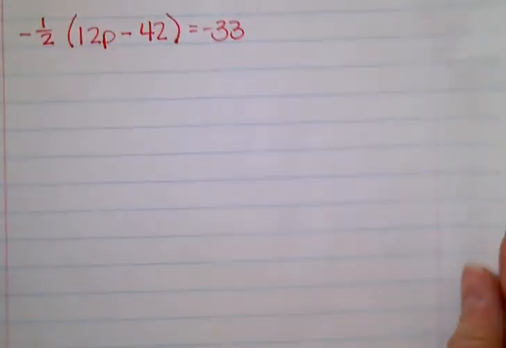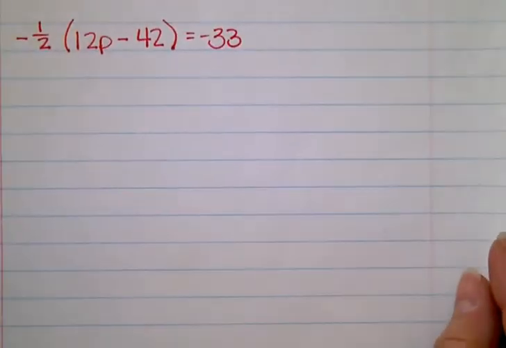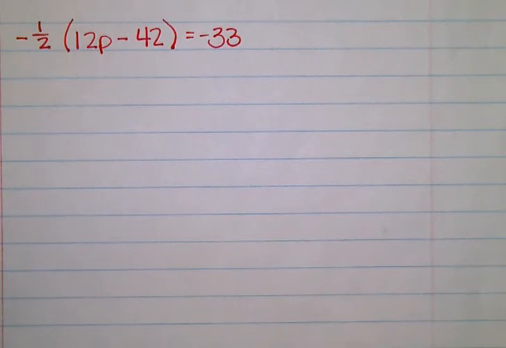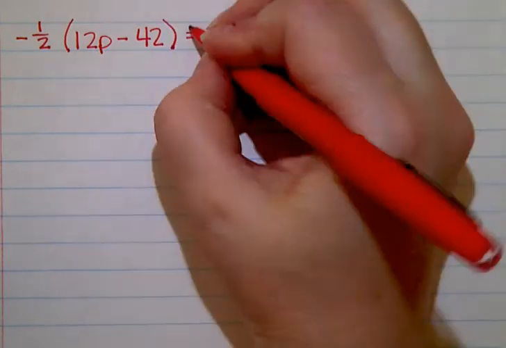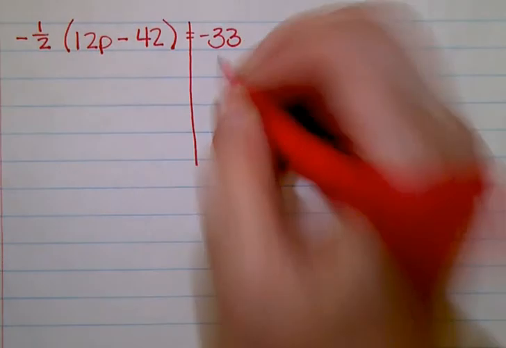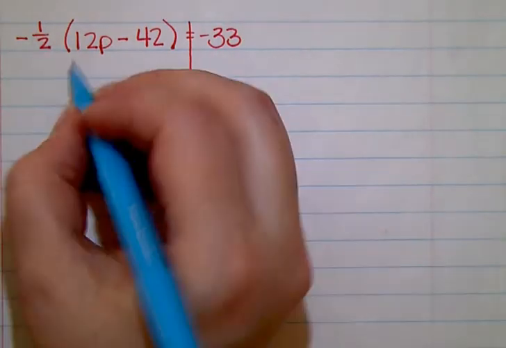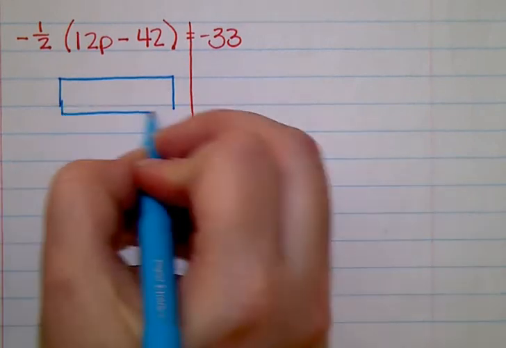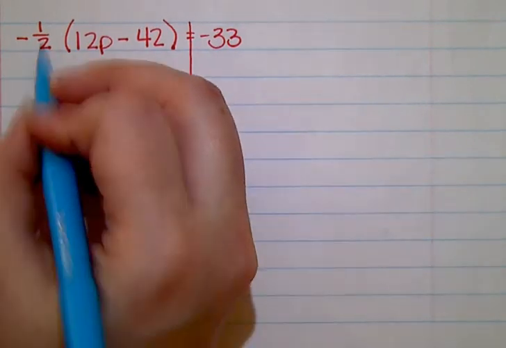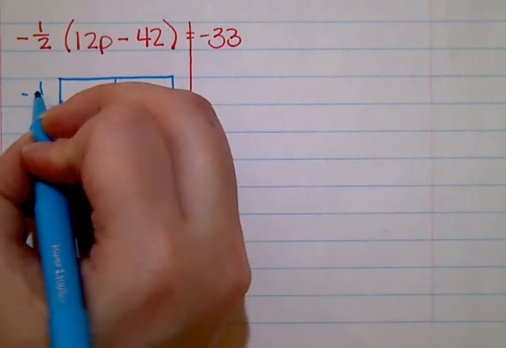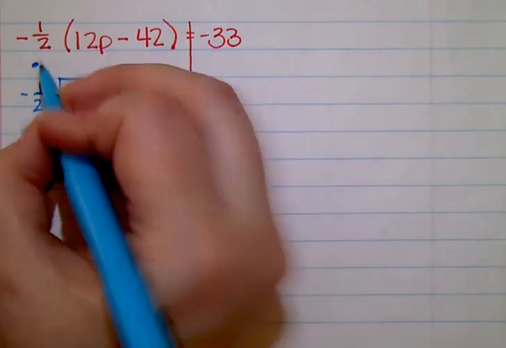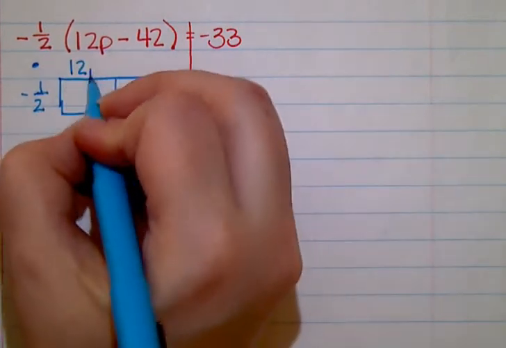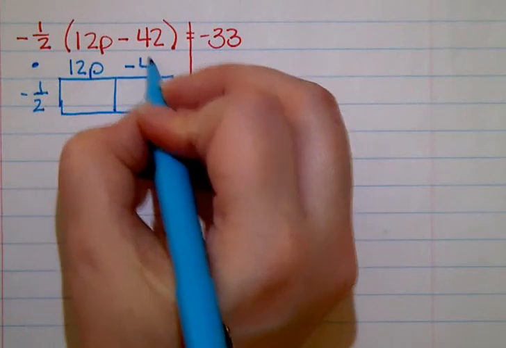All right, let's try another one. This problem looks a little bit different. We need to distribute. So again, we'll draw our line. And we're going to use boxes to figure out our distributing. This negative 1/2 is out here on the side times my 12p minus 42.